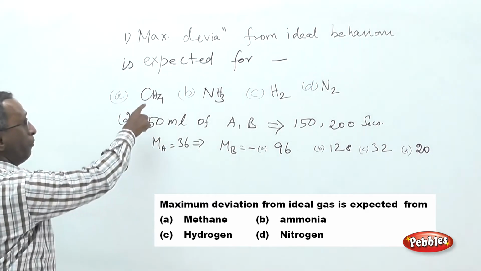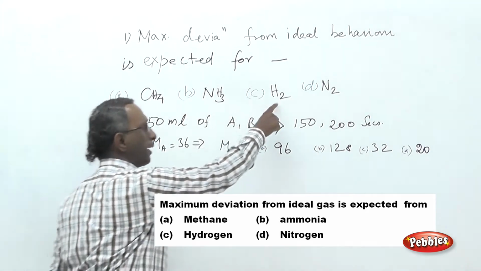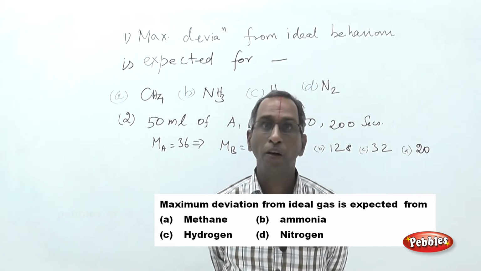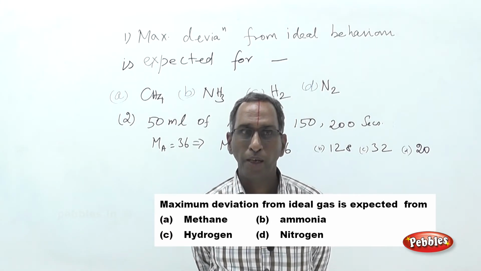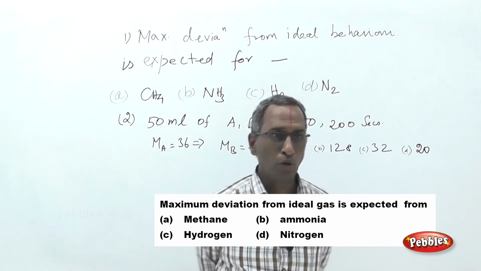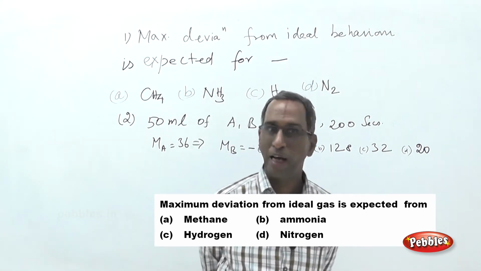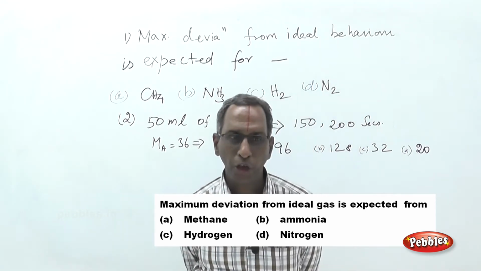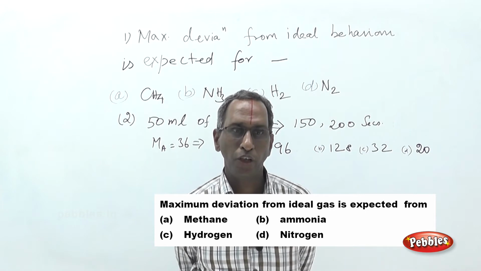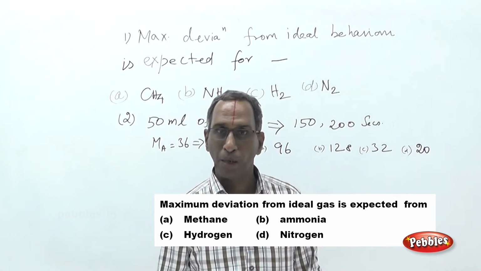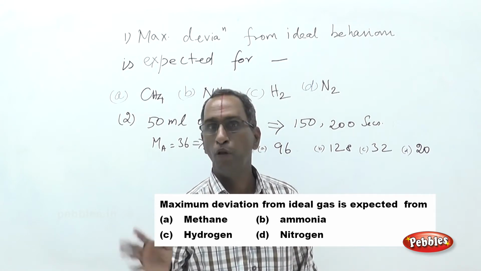All are gases: methane, ammonia, hydrogen, nitrogen. First we have to recall the condition for ideality. The condition for ideality is that molecules should be freely moving. Molecules that are more freely moving are more ideal. That is why the condition for ideality is high temperature and low pressure. Under low pressure, volume is very high, enormous space is available for molecules to move, so they can move freely.